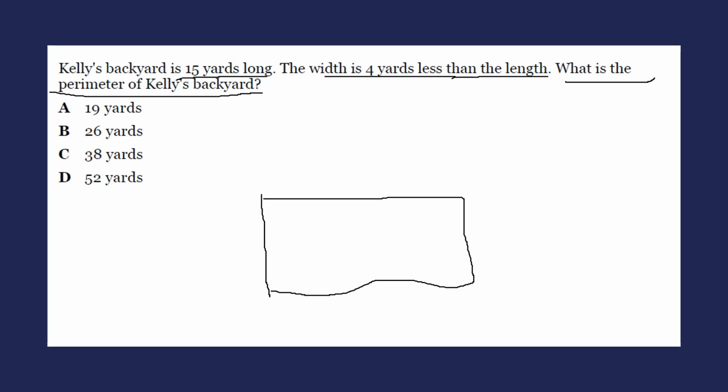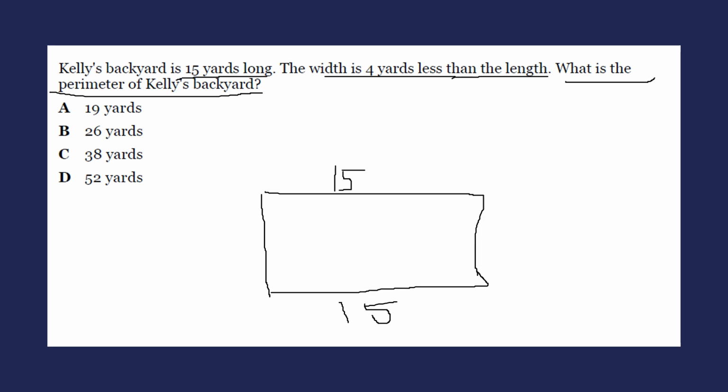So if my backyard is 15 yards long, remember, I need to know the sides of each of these areas. So it's 15 yards long, but I still need to know my width. And the width is 4 yards less than the length. Well, if it's 15 yards long, how do I determine each of these width lengths?